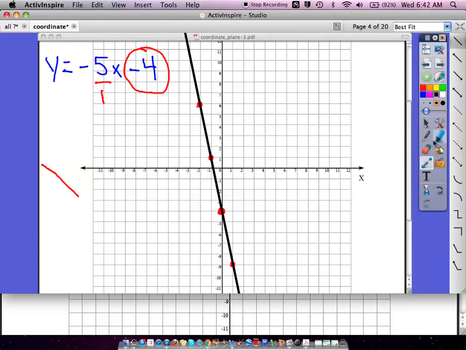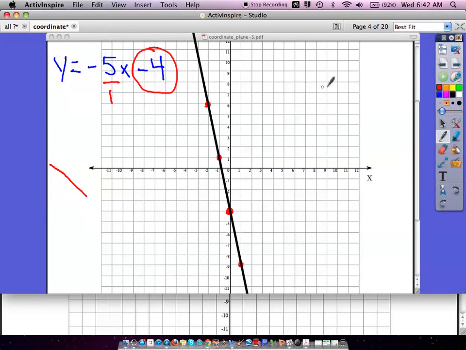Again, if you are still not a believer and you want to check with the T-chart, we can always check with the T-chart just to make sure it works. If I do 0, 0 times negative 5 would be 0, minus 4 is going to be negative 4. 0, negative 4. If I do 1, 1 times negative 5 is negative 5. Take away 4 more is negative 9.